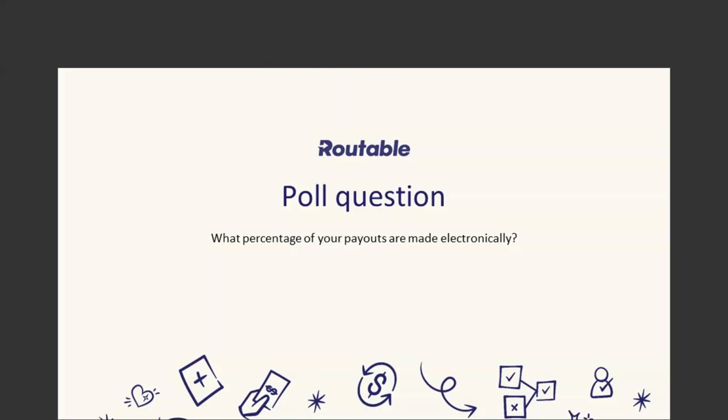We know that more organizations are making more of their payouts electronically, in large part because of the disruption caused by the pandemic. But I'm wondering if they've optimized those approvals as much as they've optimized the actual payment initiation. Is there a disconnect there, Omri?